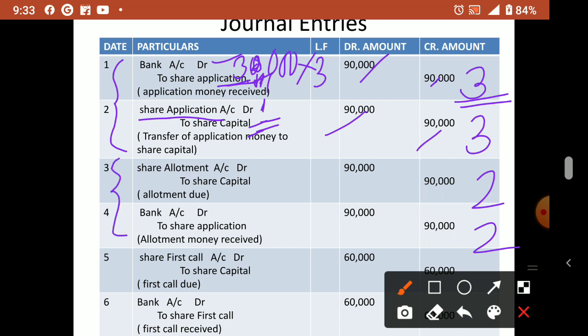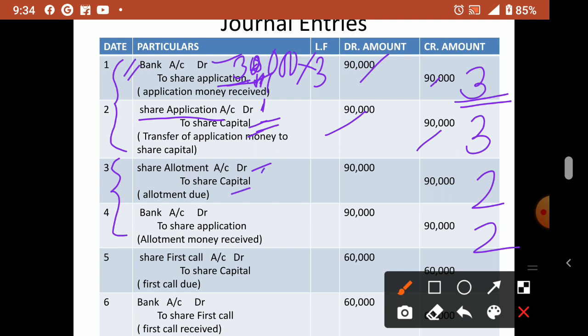So allotment, first we have to allot shares. I already told you, only in the application stage bank will come first, because the initiative is coming from the shareholders. They first have to send their application, then only the company will come to know how many applications are received and from whom. But in the second stage, the allotment stage, the company has to allot shares, then only the public gives money. So in the second stage, first you pass the due entry, that means share allotment account debtor to share capital.